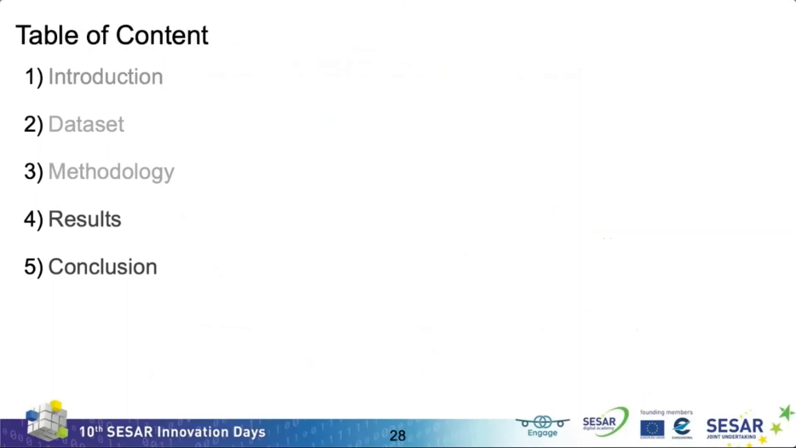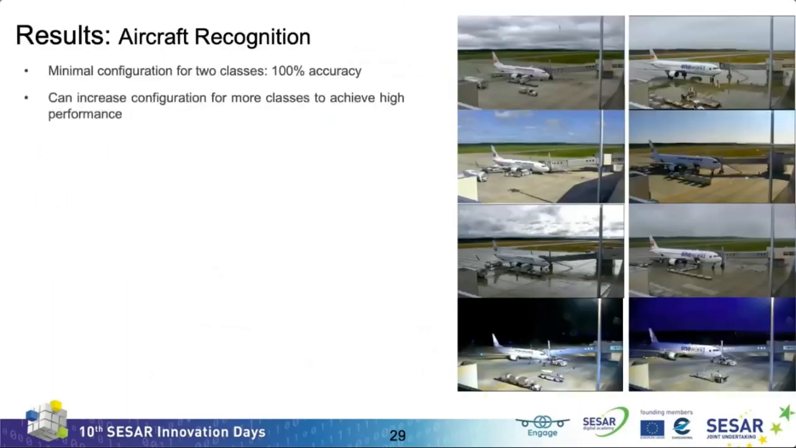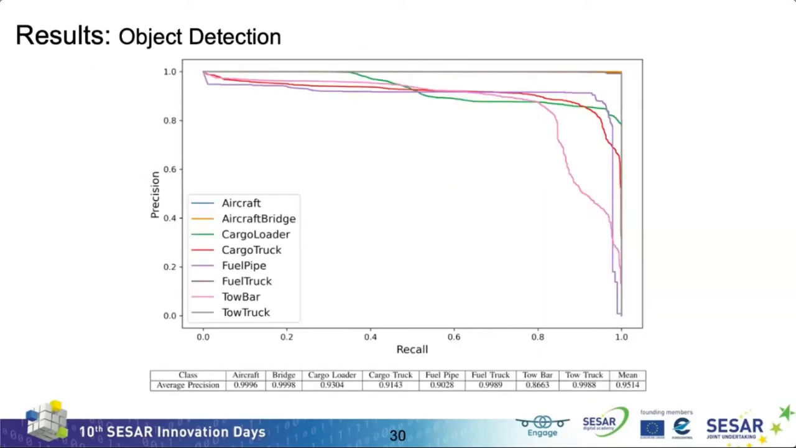The next section is the results. Because there are only 2 classes, we use the lightest version of the convolutional neural network, which achieves 100% accuracy. If there are more than 2 aircraft types, high detection accuracy is still achievable by using a more heavyweight version of the network. The figure shows the precision recall curves of the detection for different objects.